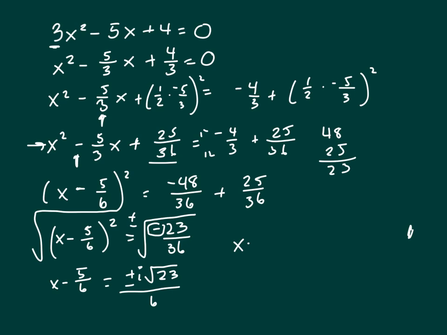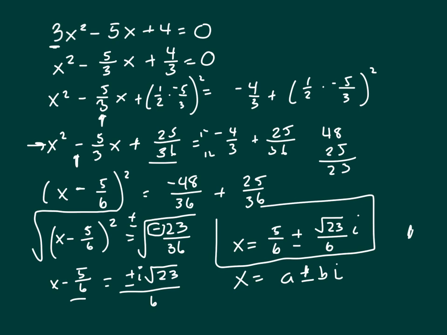So your answer is x equals, add 5/6 to both sides, 5/6 plus or minus square root of 23 over 6 i. I put it on the right hand side that time, sorry. And that's the answer written in the form x equals a plus or minus bi, which is how you're supposed to write complex numbers. So there's your final answer.